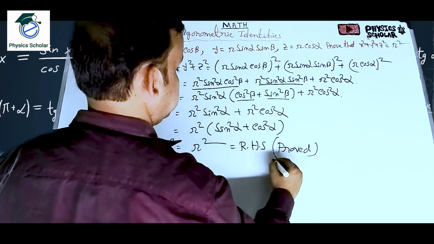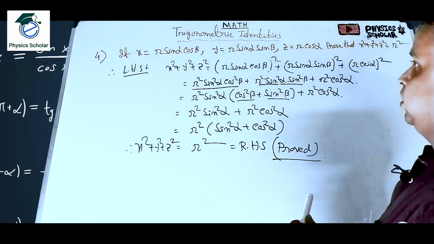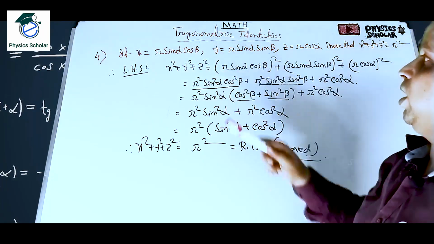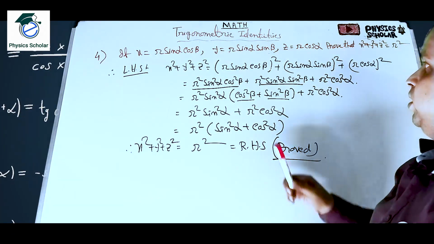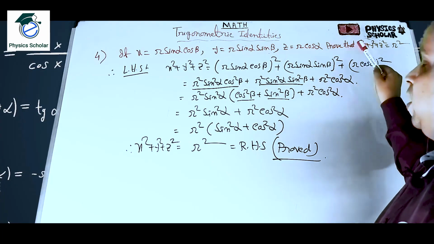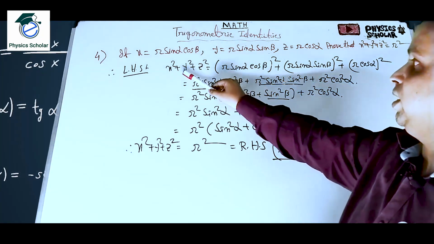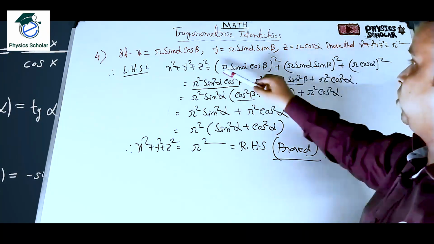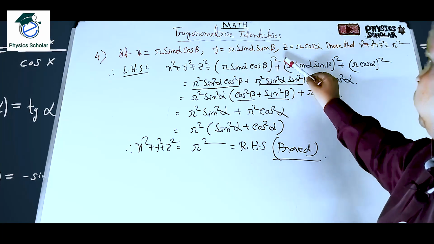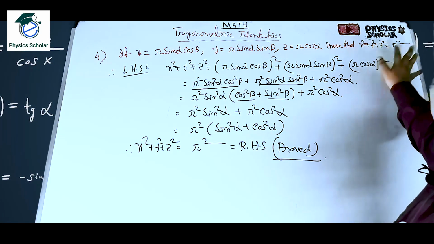Clear? So this is also a very important sum for the exam. And what is the sum? x = r sin alpha cos beta, y = r sin alpha sin beta, and z = r cos alpha. We have to prove x² + y² + z². Now we write the left hand side, x² + y² + z². Putting the values of x, y, z: (r sin alpha cos beta) whole square + (r sin alpha sin beta) square + (r cos alpha) whole square.